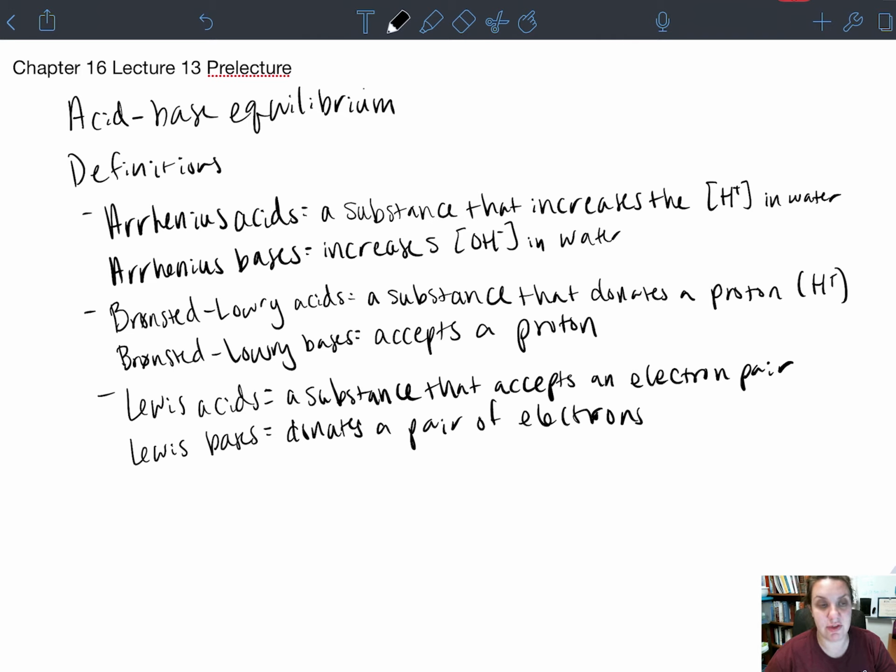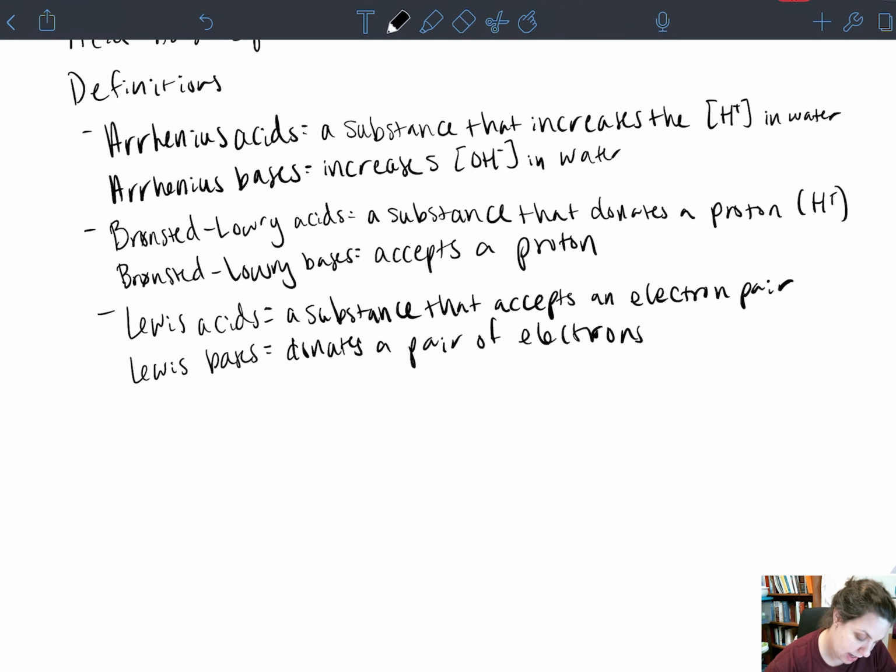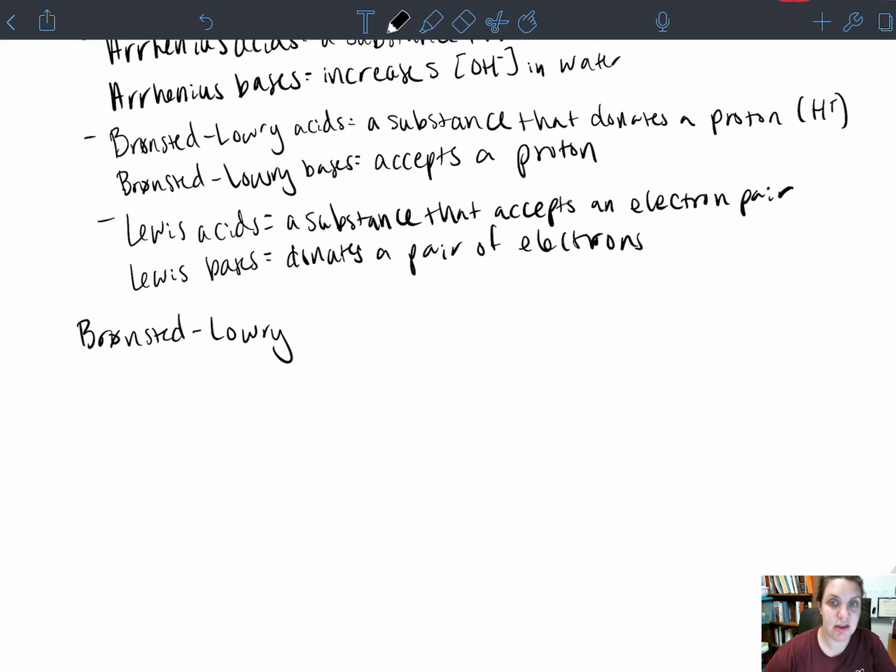So with each of these definitions I'm going to go more in detail in a further video along with in class, but I'm going to look particularly at Bronsted today. It's one of the most common definitions, so we're going to look at Bronsted-Lowry acids and bases. So as I said, it's a substance that donates a proton if we're talking about an acid, or accepts a proton if we're talking about base.